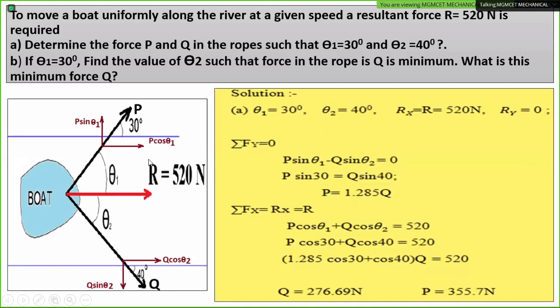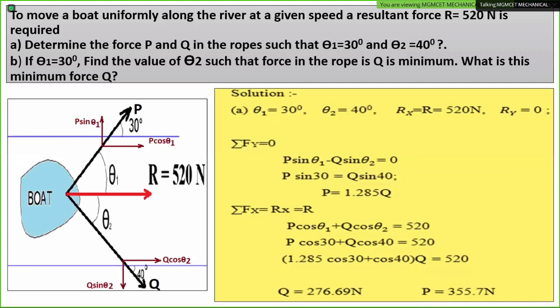Next he is asking, same, resultant 520. We have kept this 30 degrees same, and Q's theta 2. This theta 2 you have to find out such that the force in the rope is minimum. So what is the minimum force Q, right? If theta 1 is to be kept as 30 degrees, what theta 2 should we keep so that Q force is the least? I am applying minimum force Q. So what should be the value of minimum force Q?